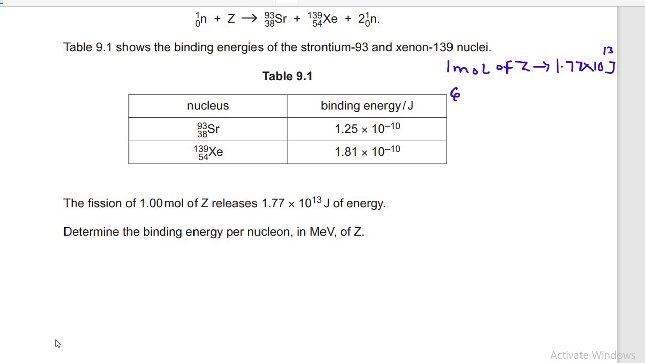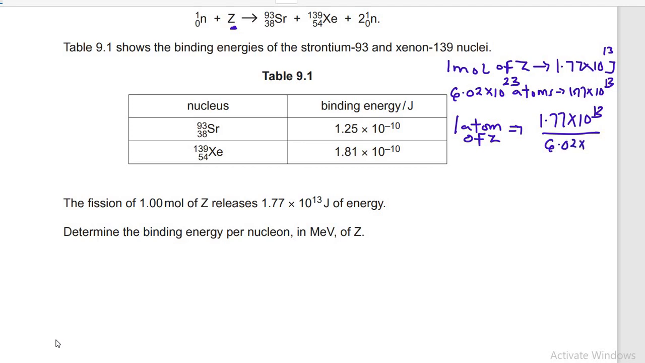Remember that 1 mole of any substance contains 6.02 times 10 to the power 23 atoms. So we are talking about just one atom of Z. One atom of Z will be 1.77 times 10 to the power 13 divided by 6.02 times 10 to the power 23, in joules. So 1 atom of Z will give us 2.94 times 10 to the power minus 11 joule.